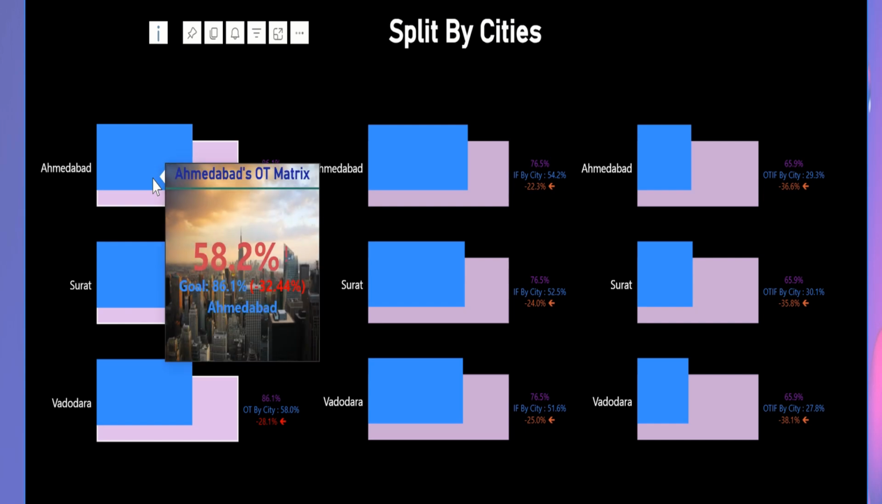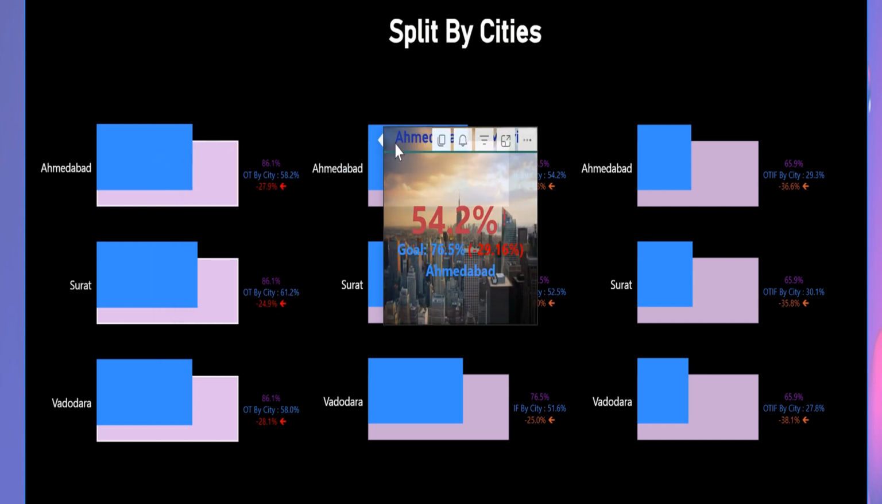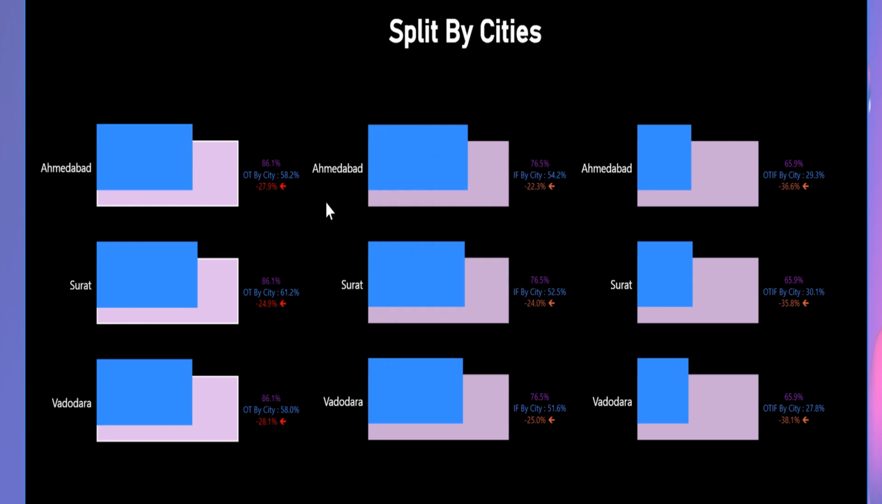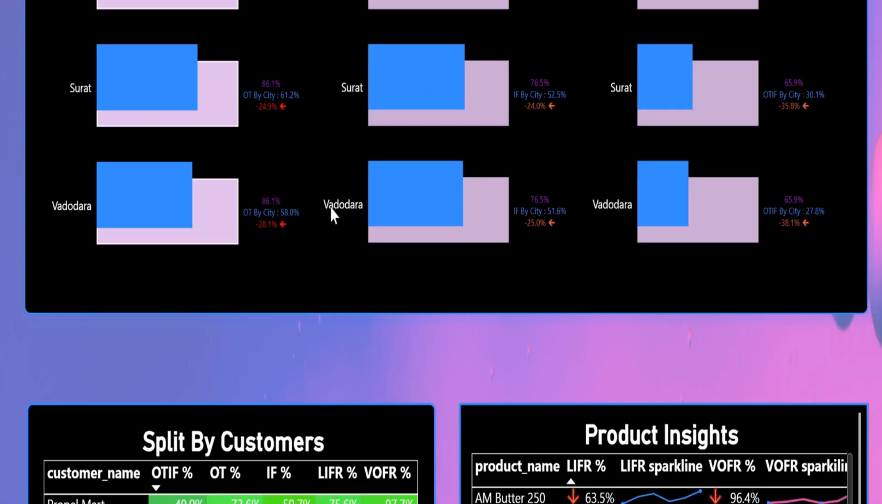So here you can see a quite beautiful image of the city and the title, which is Ahmedabad OT matrix, and the numbers, those kind of things, and it is looking quite good, right? So you can see this tooltip everywhere in all of these bar charts. So this is all about the third visualization.